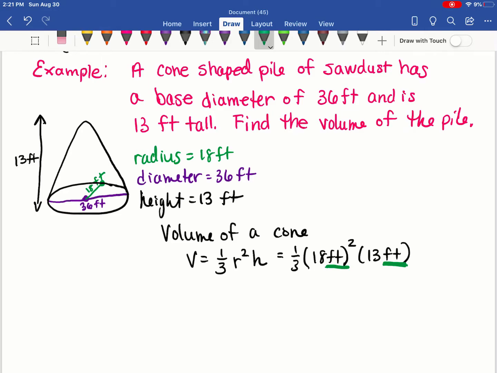Now when I put this in on my calculator, the answer that I'm going to get is 4,410.796 feet cubed. So now let's hop over to the calculator and I'll show you how to enter this in.